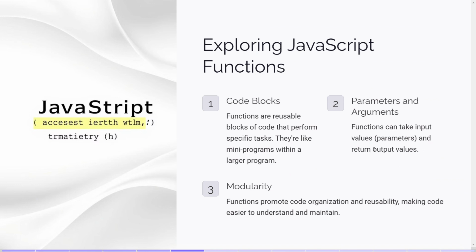Functions. What are functions? Functions are reusable blocks of code. They take input values, parameters, etc., and they return outputs. Functions promote code organization and reusability, making the code easier to understand and maintain.